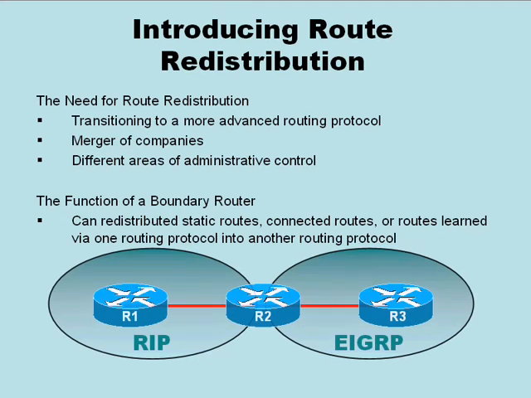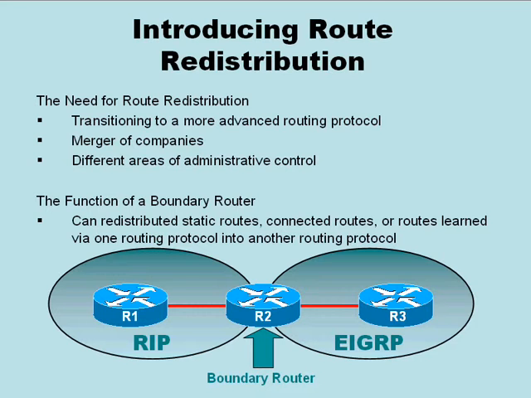Consider the topology on screen. We have 3 routers. One portion of the network is running RIP, one portion of the network is running EIGRP, and notice R2 has an interface in each of these different routing protocol domains. Router R2, therefore, becomes our boundary router. And it's going to be router R2 that we need to configure for this redistribution.